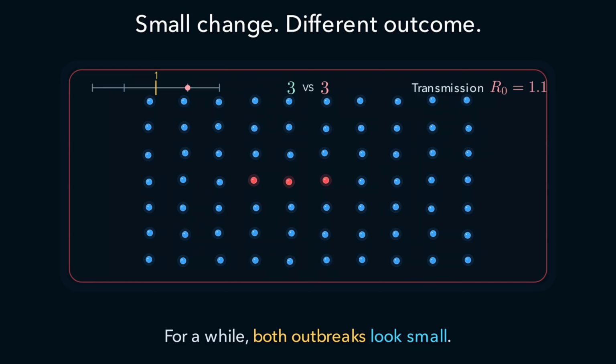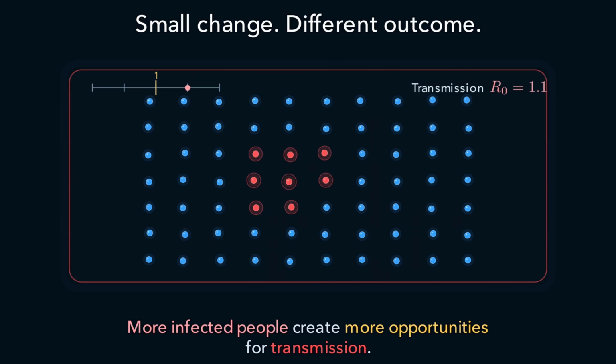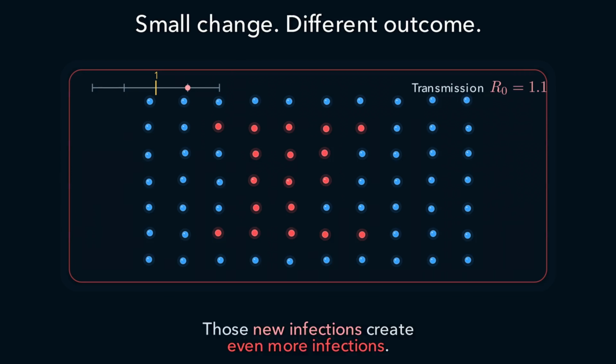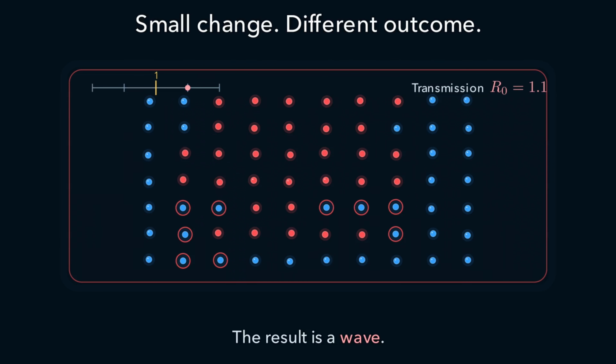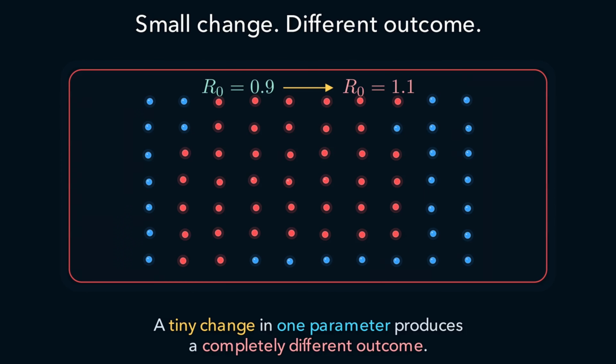For a while, both outbreaks look small. But then, the second outbreak begins accelerating. More infected people creates more opportunities for transmission. Those new infections create even more infections. The result is a wave. A tiny change in one parameter produces a completely different outcome.